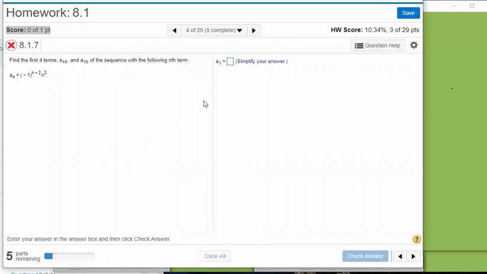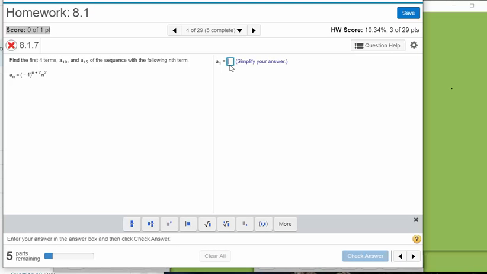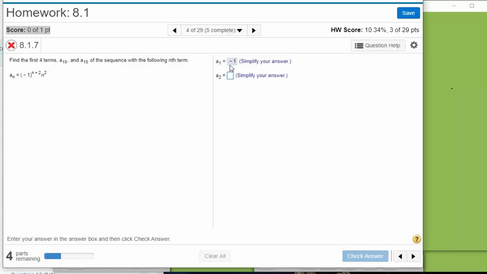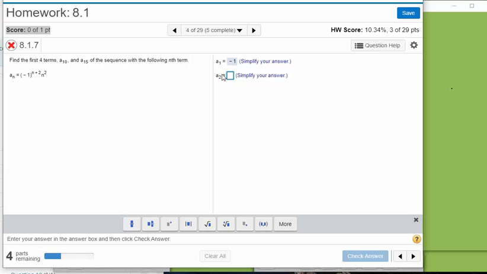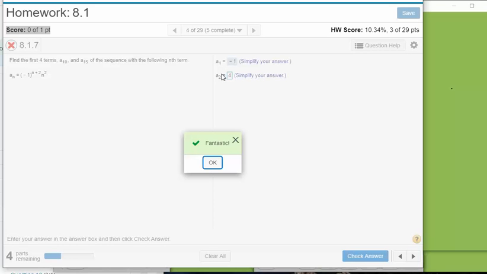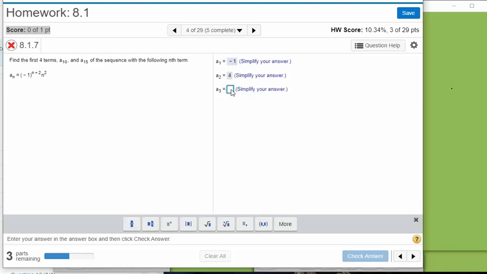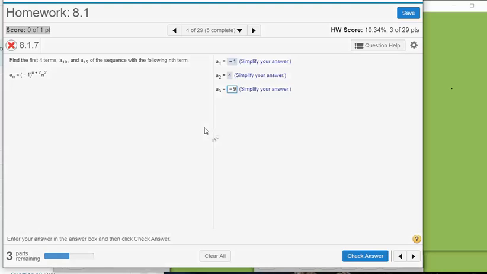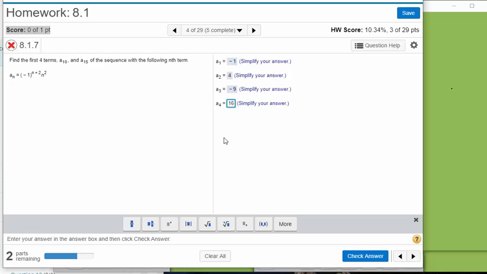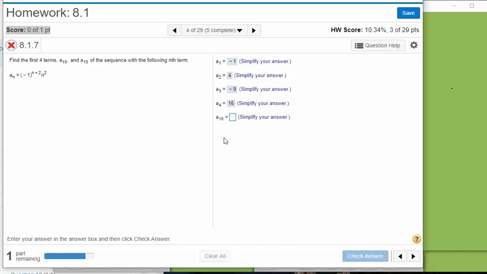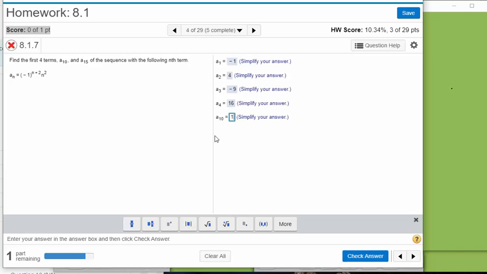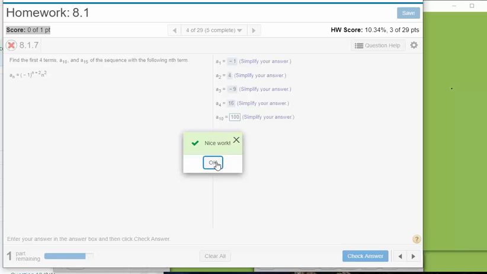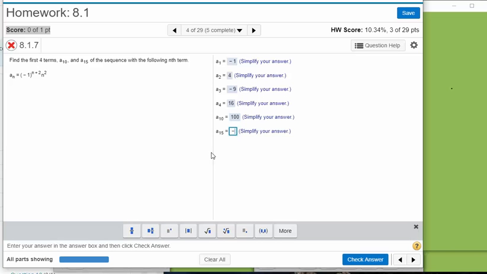Okay, so I had negative 1, negative 1, and then positive 4, and then negative 9, and then positive 16, and then positive 100, and then negative 225.